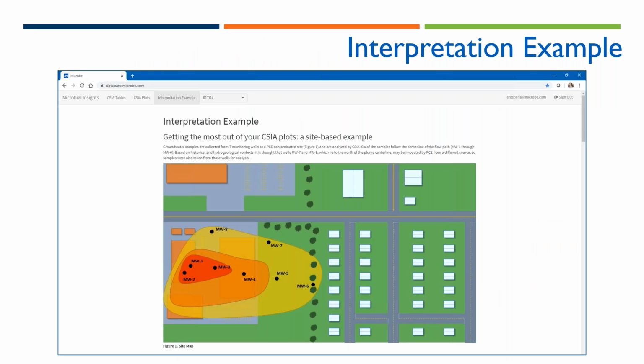And then finally, the last tab in the CSIA database is the interpretation example. This runs you through an example site and helps you kind of learn more about each of these plots and determine the best ways to utilize them for information to determine what to do next at your site.